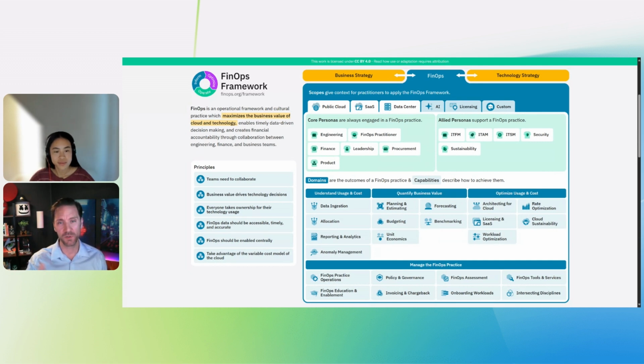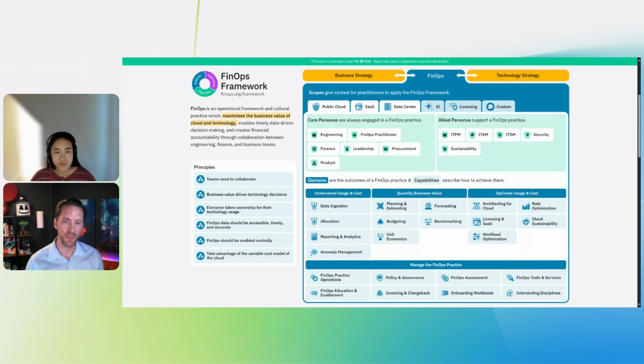And then we've got their core personas, which are the different teams across the organization that will be interacting within your FinOps practice. The allied personas are some overlapping areas that play a big role in FinOps, but aren't necessarily some of those core teams that are doing a lot of the work across the FinOps capabilities.